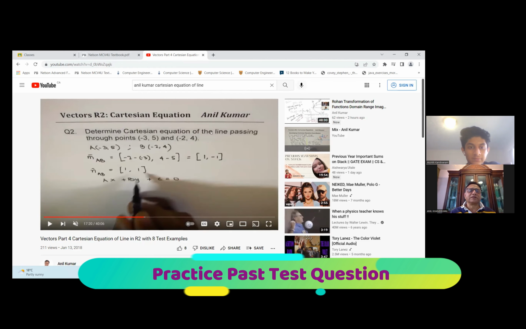Question number 2. Determine the Cartesian equation of the line passing through points (-3, 5) and (-2, 4). How will you do it? First, I'd find the slope between these two points, A and B. Since the Cartesian equation's form has A and B as the normal, I'd find the perpendicular to that, so in this case it'd be (1, 1). Then I'd equate it to 0 and solve for c the same way, using any one of these points, correct? Let's see the next question.